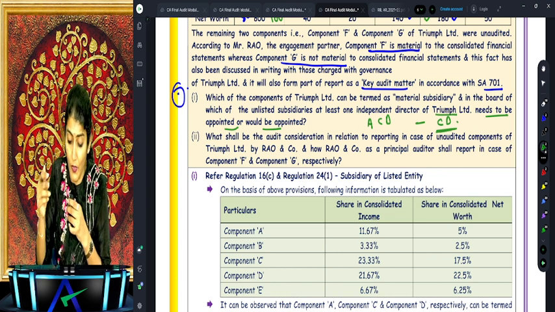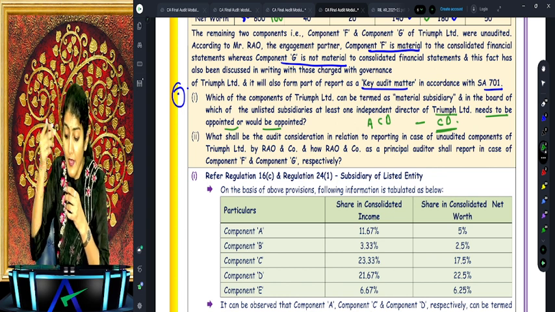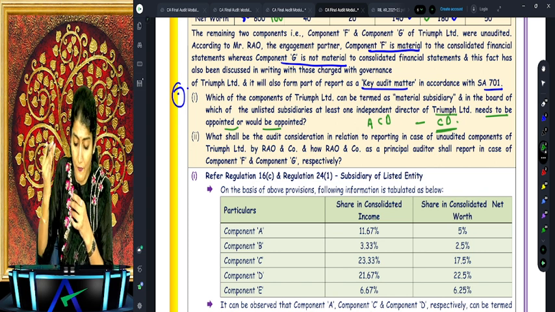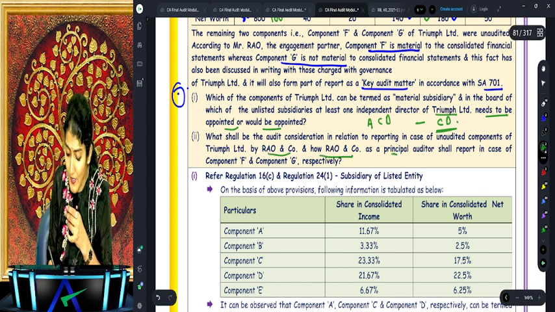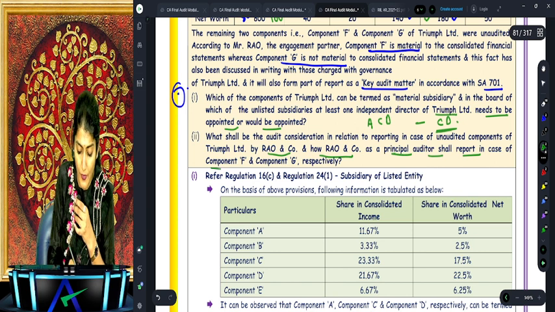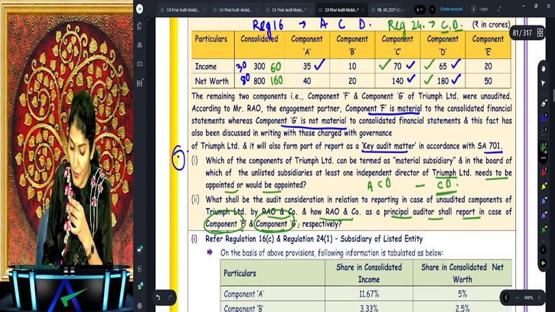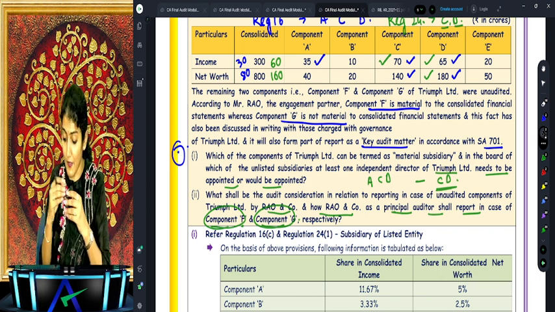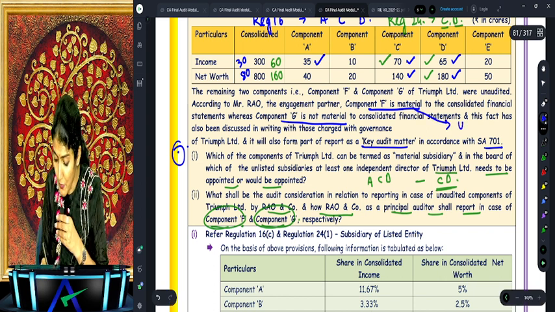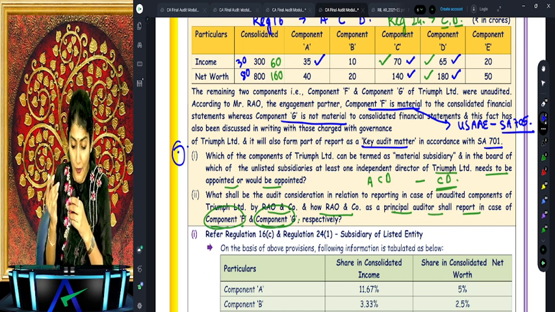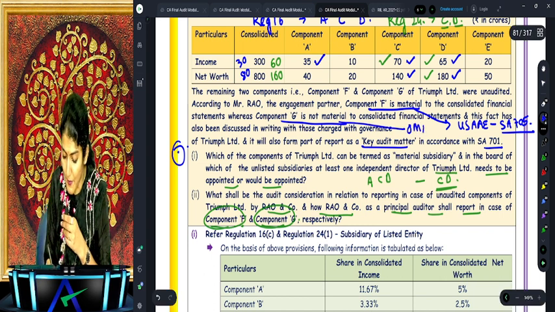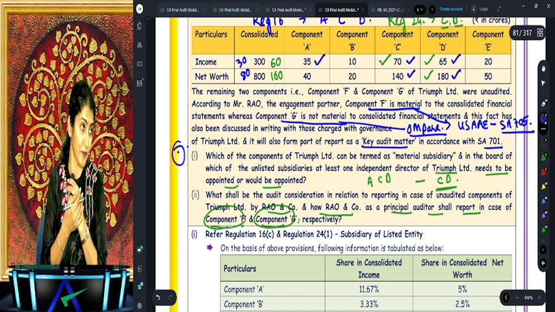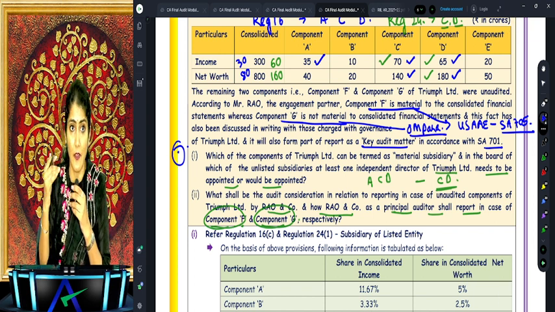Then what shall be the audit consideration in relation to reporting in case of the unaudited components of Triumph Limited by Rao and Company, and how Rao and Company as a principal auditor will report in case of component F and component G? Now what do they say? Component F is material and component G is not material. So for component F, which is material, you are unable to obtain sufficient appropriate audit evidence. So you will have to issue qualified or disclaimer as per 705, and component G is not material, so you can mention it in the other matter paragraph.